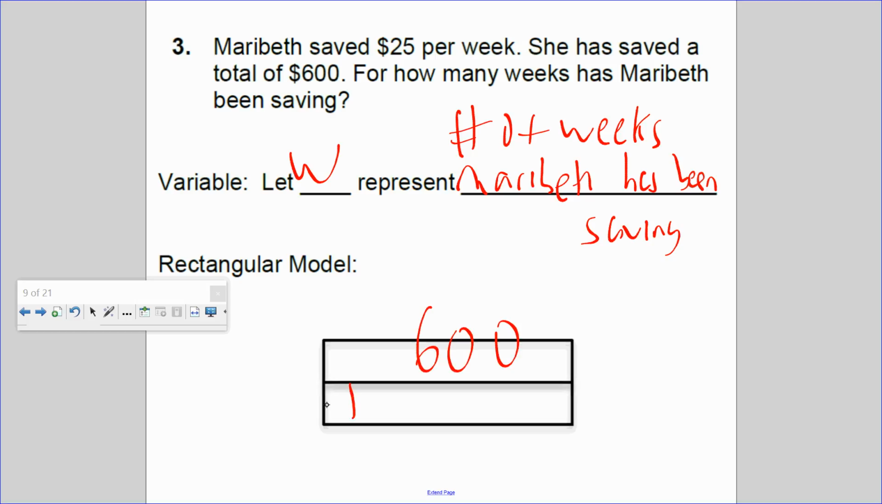So in this week, you saved $25. This week, you saved $25. This week, you saved $25. You can keep on doing 25. We don't know how many weeks that's going to stop at. So you save $25 per week. Each week, that's 25 times the number of weeks she has been saving. That will equal 600. So the equation is this: $25 per week, which is a total of $600.